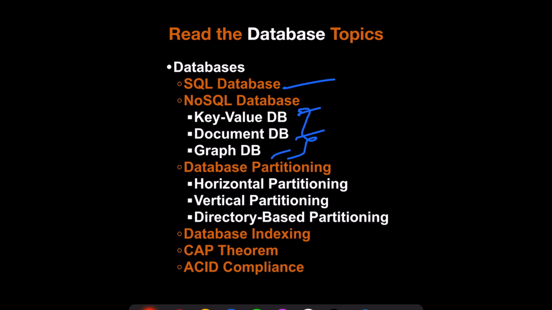Also, you need to understand database partitioning and sharding. We have horizontal partitioning, vertical partitioning, directory based partitioning, etc. We need to understand when we want to do database indexing, and also the drawbacks when we add database indexing. We also read about the CAP theorem. We also need to understand the ACID properties.